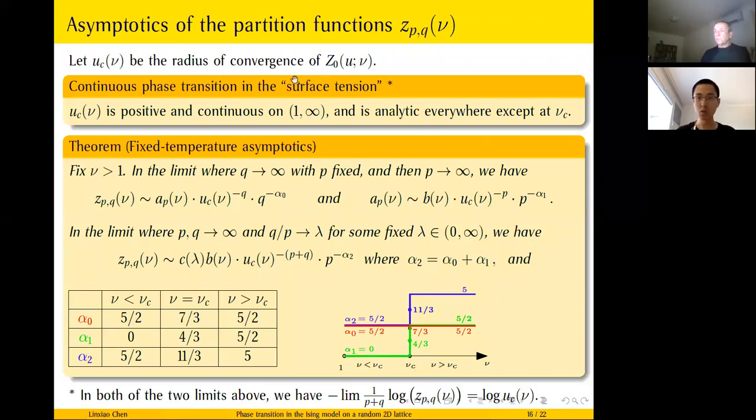And just to mention why I call this nu c of nu surface tension: it's basically the log of the partition function divided by the perimeter of the system, and this is what physicists usually call the surface tension of a statistical physics model. Okay, so this theorem gives the asymptotic of Z p q, the partition function, for a fixed temperature.